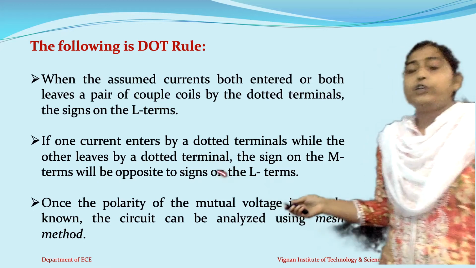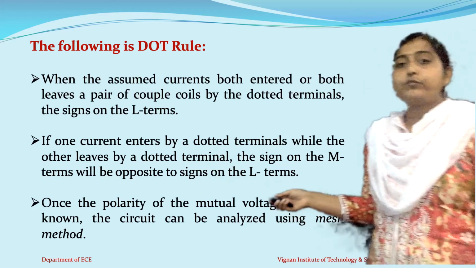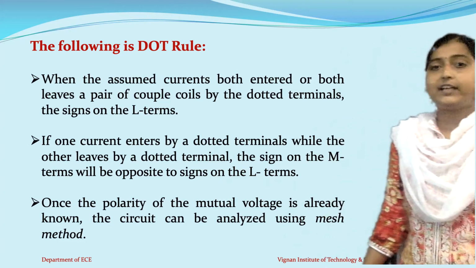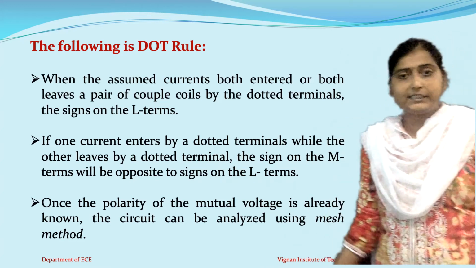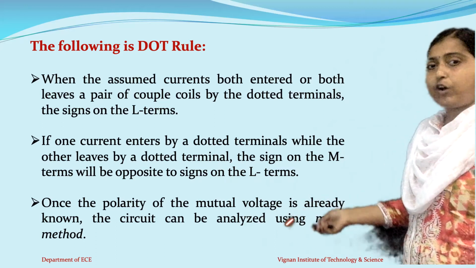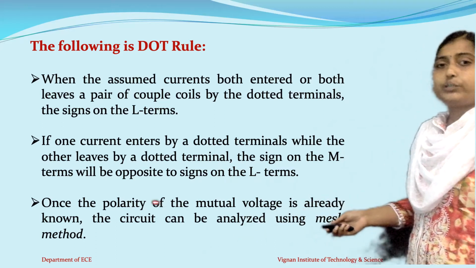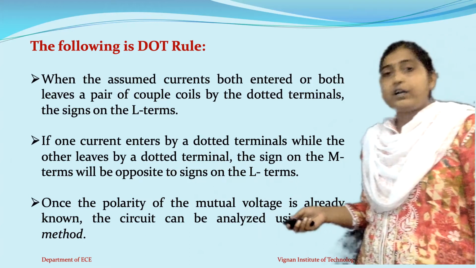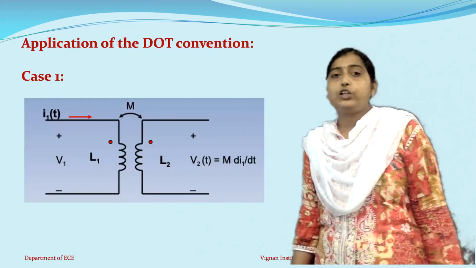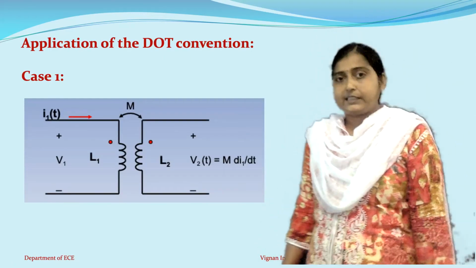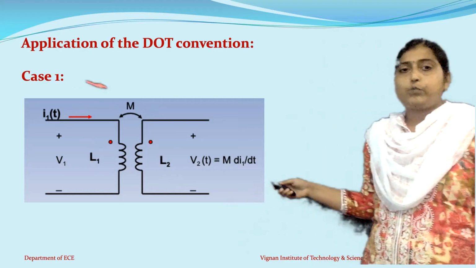So once we decide the polarity of the mutual inductance with respect to self-inductance, then the analysis of the circuit will become very simple. Then we can use a mesh analysis in order to analyze the magnetically coupled circuits. So to better understand the dot convention rule, let us consider the different cases. Now let us talk about case 1.